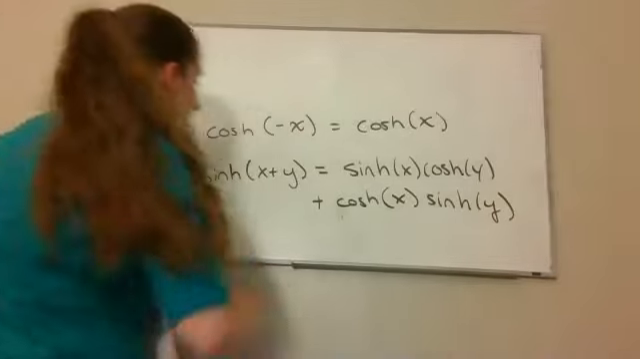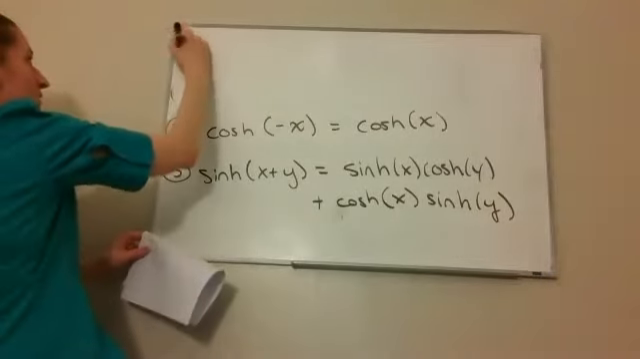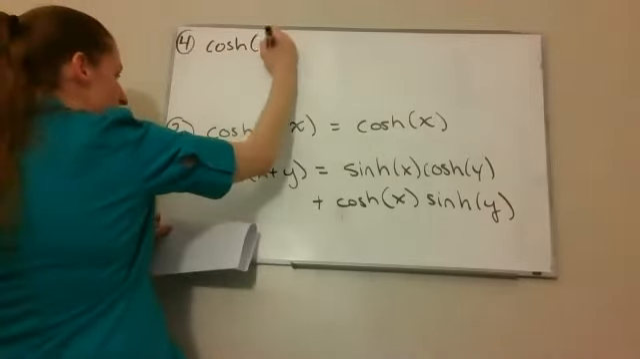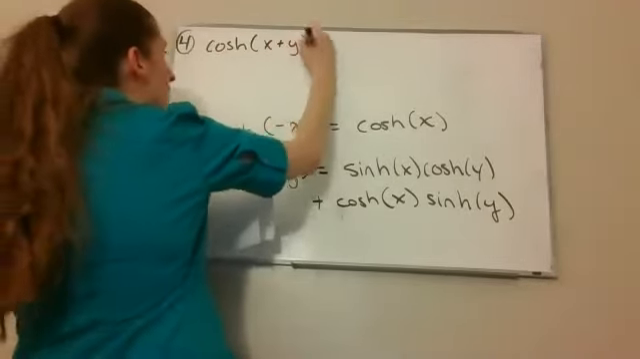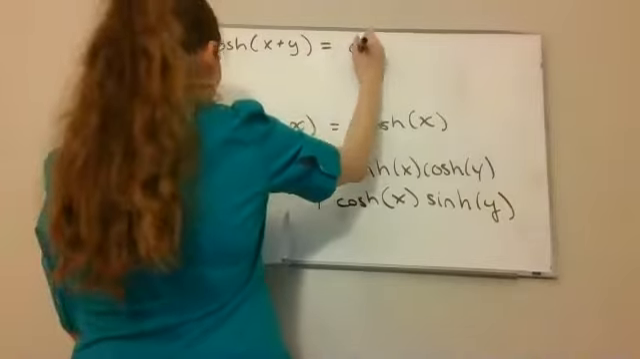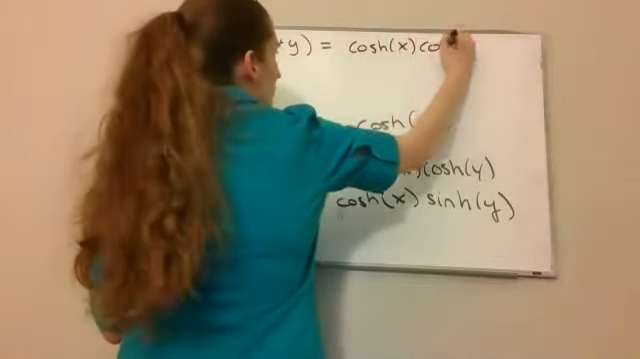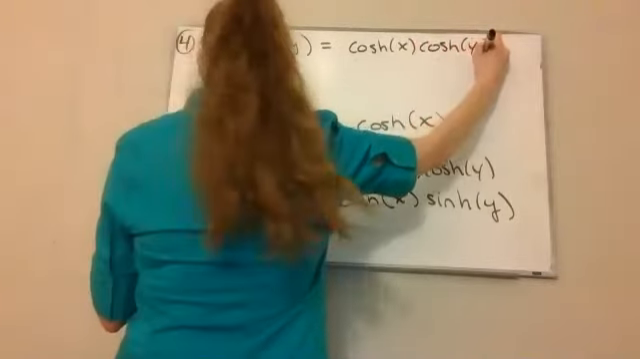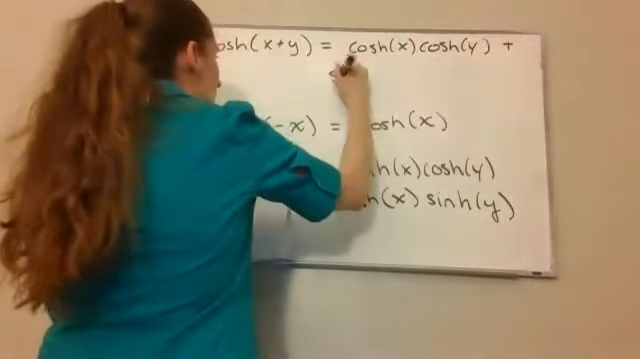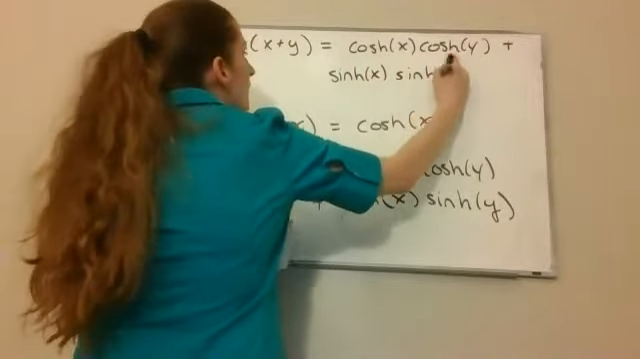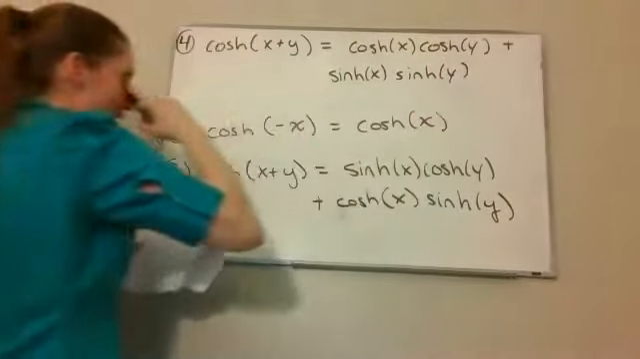One that's kind of similar to that one is the hyperbolic cosine of x plus y, which is equal to hyperbolic cosine x times hyperbolic cosine y plus hyperbolic sine x times hyperbolic sine y.